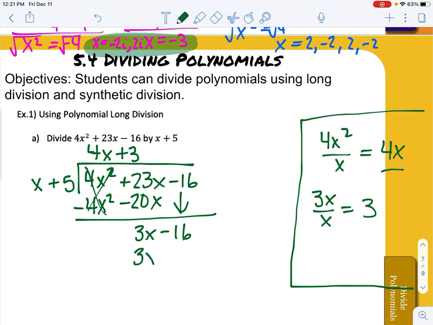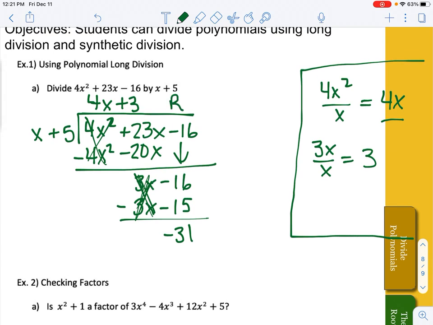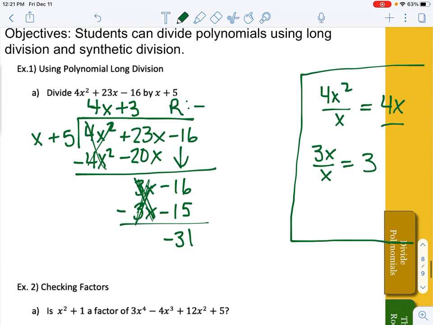And then I multiply the 3 down, so 3 times x is 3x, and 3 times 5 is 15. I switch my signs on my two new terms. 3x cancels out exactly how we wanted it to, and we are left with a remainder of negative 31. So we have remainder negative 31.